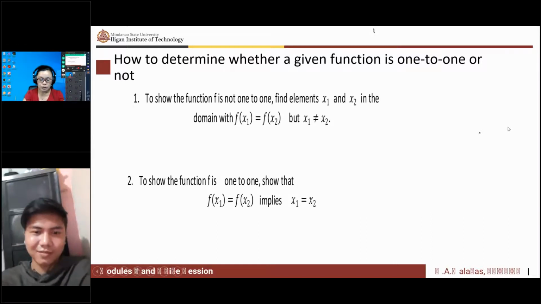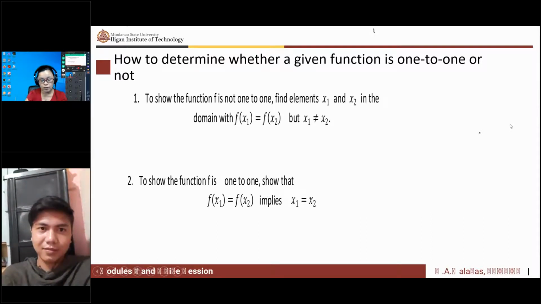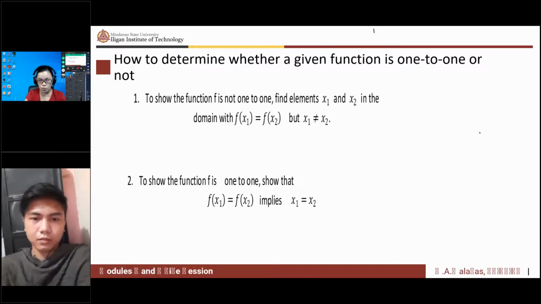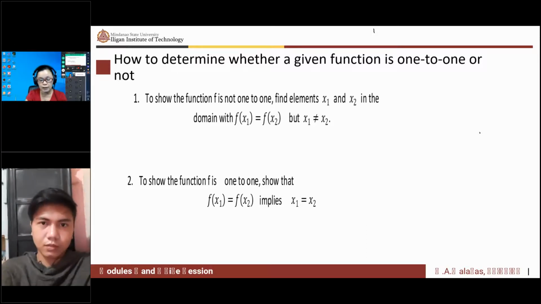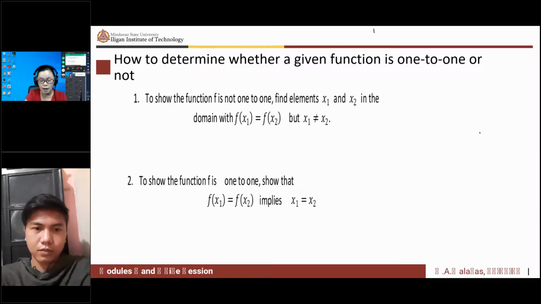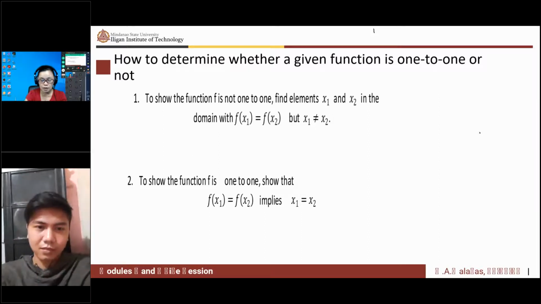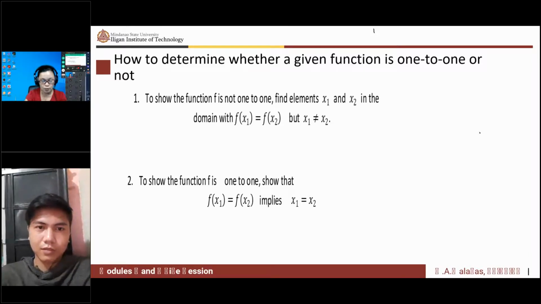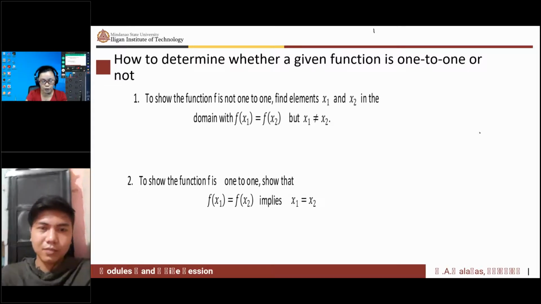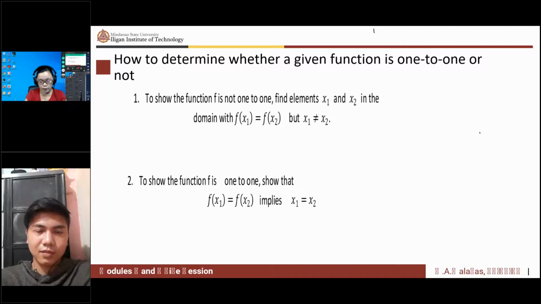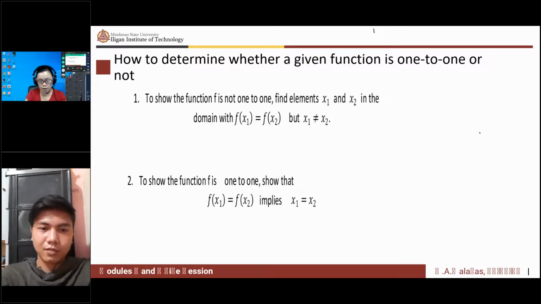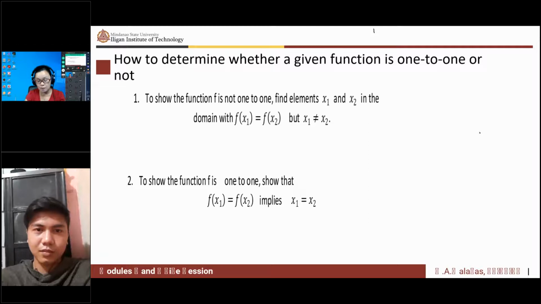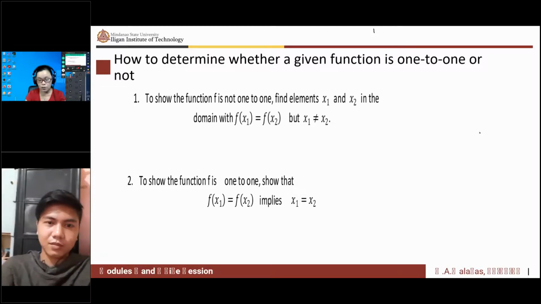So how do we determine whether a given function is one-to-one or not? First, to show that it's not one-to-one, just like showing that a relation is not a function, we can take counterexamples. You pick two elements which are not equal, and then they have equal images. That's one way of showing that it's not one-to-one. However, to show that the function f is one-to-one, we assume that the images are equal and then show that their pre-images are equal.